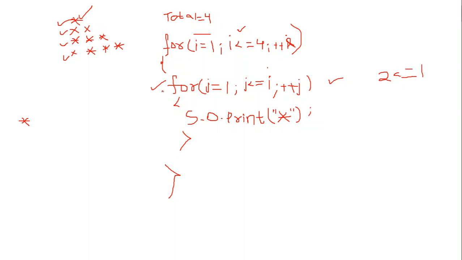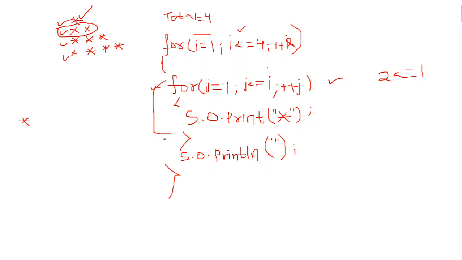After this inner loop is completed, we have to print these two stars in the second line. So I will simply write System.out.println. This time I will use println so that my cursor will come to the next line. Simply write this, and then we will close it.